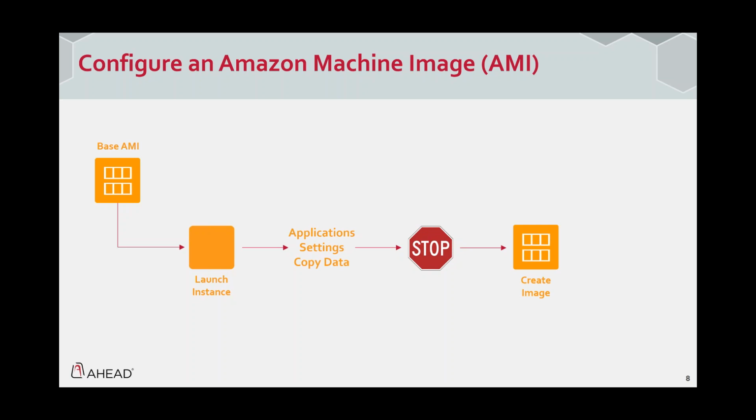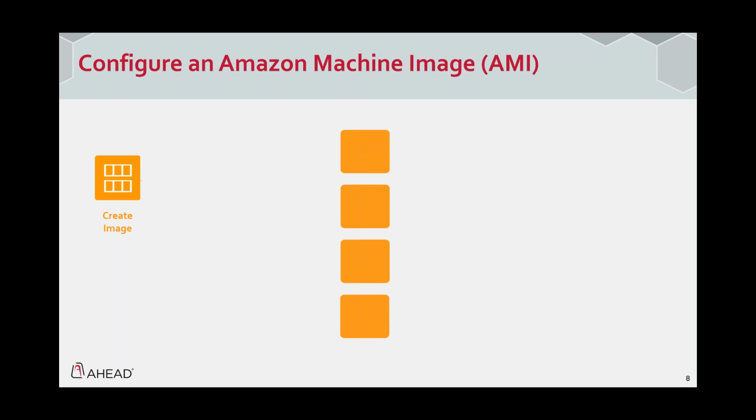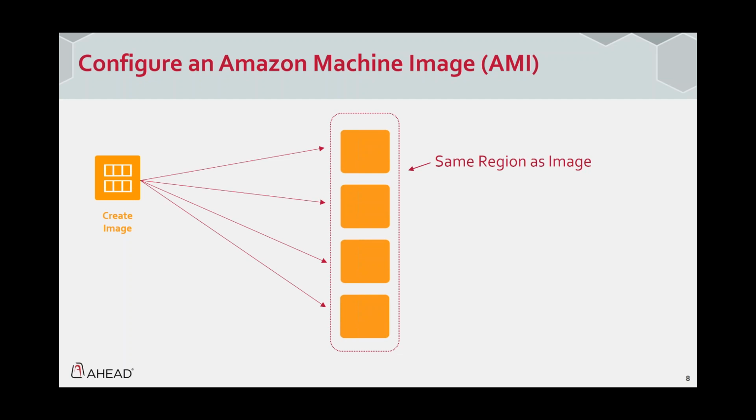Once you stop it, you can right click it, click Image from Actions, and say create an image, and that'll create your image for you. From there, the image is available for you to launch future instances, and you can obviously launch as many instances as you want. Just keep in mind that wherever you create that image, that's where you're going to, by default, launch instances. Again, you can click that image and copy it to another region if you need it in a separate region.